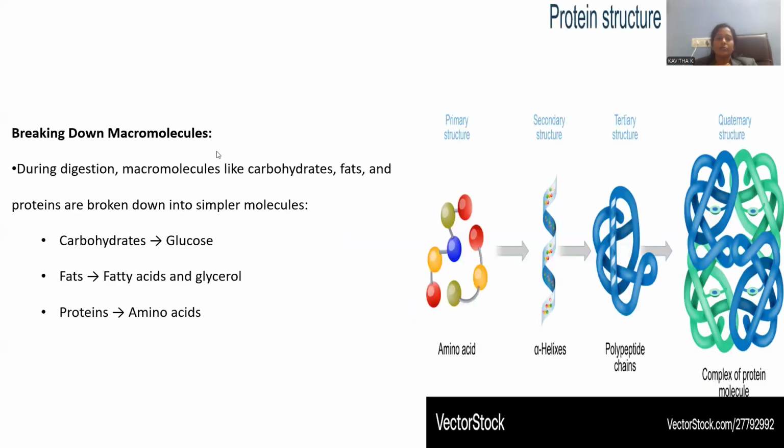In the breakdown of macromolecules, in this oxidation process we are discussing during digestion, there are macromolecules like carbohydrates, fats, and proteins. Whenever they are broken down by means of the oxidation process, complex carbohydrates are turned into glucose, and fats are transformed into fatty acids and glycerols. Whenever proteins are broken, there is a formation of fundamental units called amino acids.